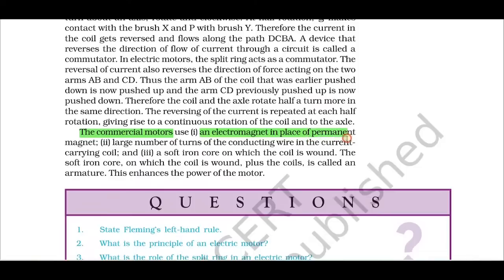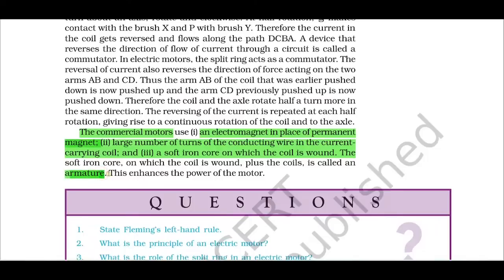An electromagnet in place of a permanent magnet, a large number of turns of the conducting wire in the current carrying coil, and a soft iron core on which the coil is wound. The soft iron core on which the coil is wound, plus the coils, is called an what? Armature. The definition of armature is also very important.